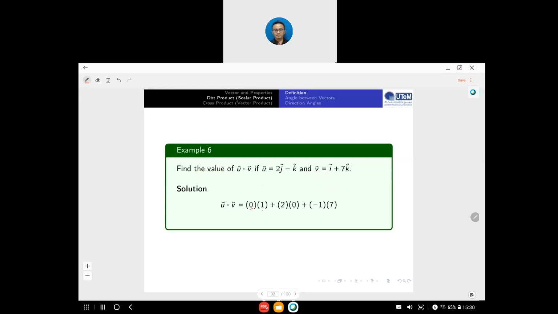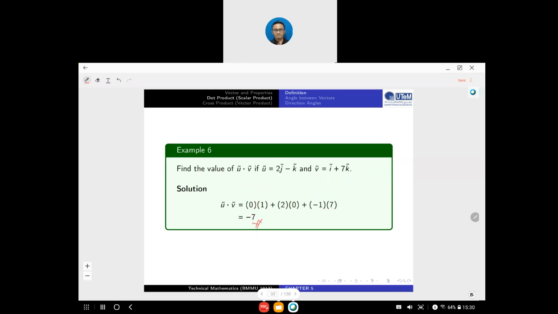Here your vector U is (0, 2, -1), and then vector V equals (1, 0, 7). So 0 times 1 here, and then 2 times 0 this one, and then negative 1 times 7 this one. When you solve this, you get 0, 0, negative 7. That is the value.